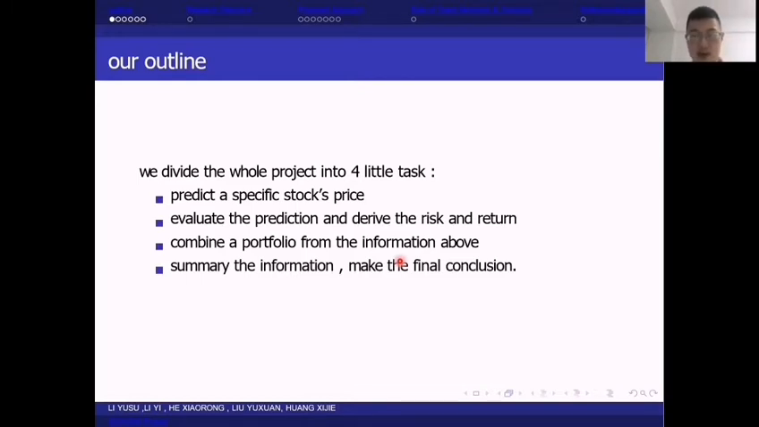Firstly, we divide the whole task into 4 small parts. We predict the stock's price first, and then we evaluate our prediction and derive the risk of our method. By considering the risk and the expected return, we can select stocks from the whole universe and structure our portfolio. At last, we will summarize our information and make the conclusion.